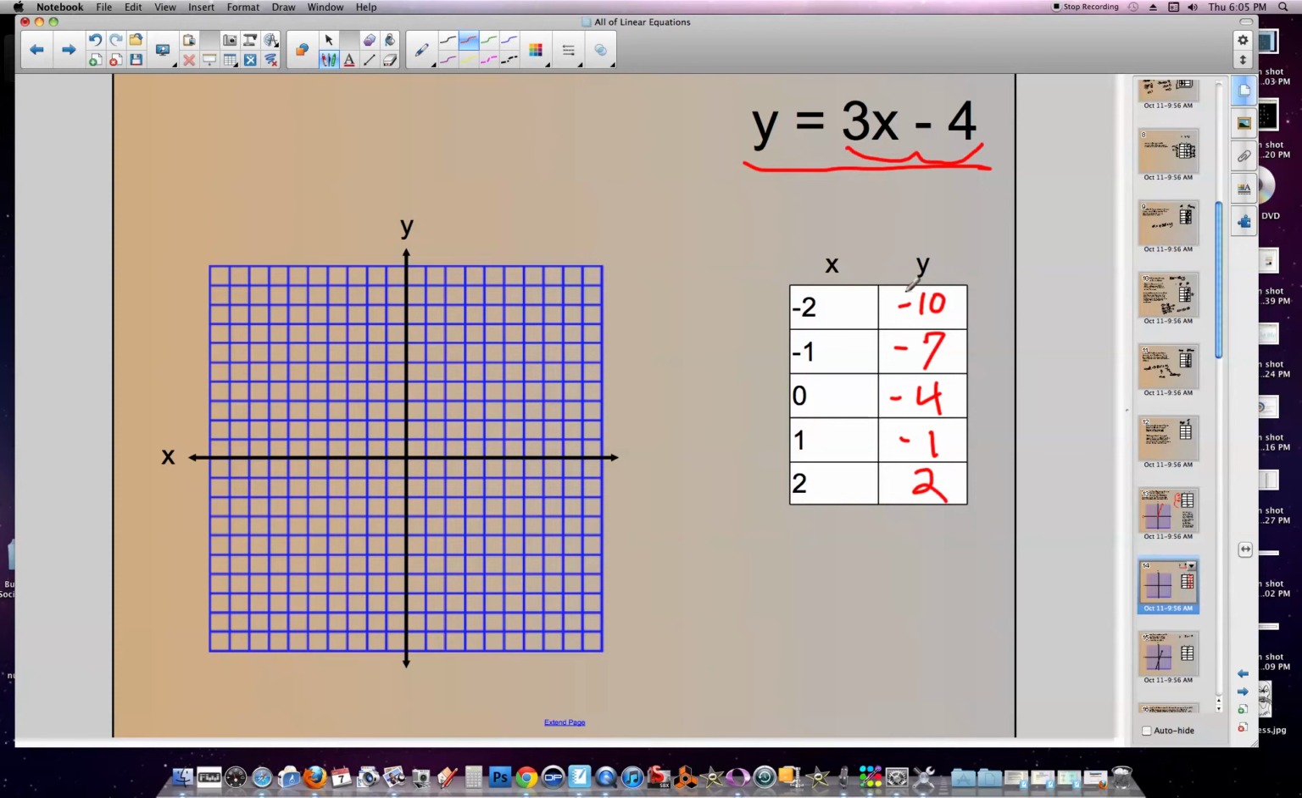So now that we've completed this table, we can put these points on our graph pretty easily. We can say, okay, so when x was negative 2, if this is 0, that's negative 1, and that's negative 2. Y was negative 10, all the way down here. And when x was negative 1, right, if this is 0, that must be negative 1. Y was negative 7. Now when x was 0, we're on the y-axis, right, because we're not left or right of it. We were at negative 4. And when x was 1, we were at negative 1. And when x was 2, we were at 2.